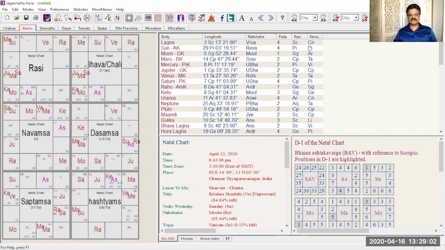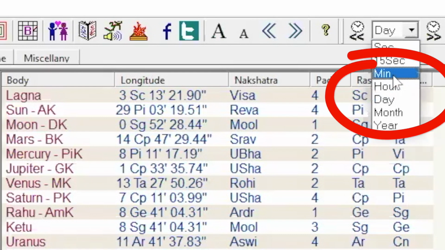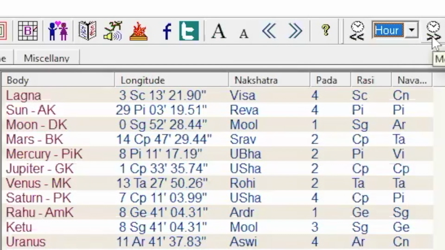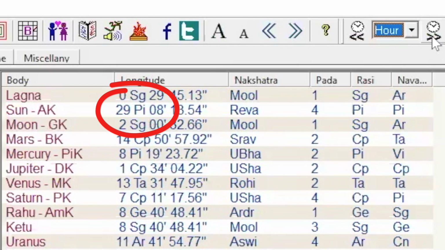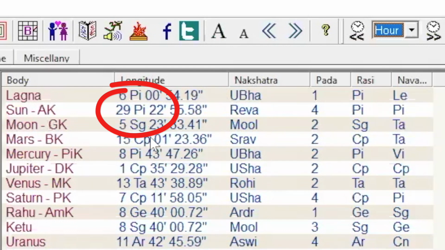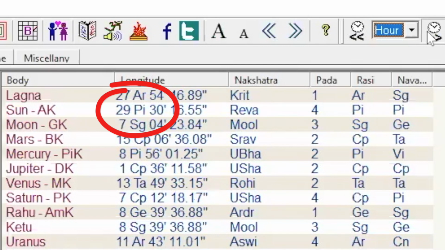So what we do here is, you have an option to increase the time interval by days, hours, months or years. Let's increase it by the hour. So I add hours to it. I'm just increasing. You can keep an eye on the degrees here. On April 13th, 4:43 a.m. So let's continue to increase it. It's now 29 degrees 27 minutes. So let's do it a little more, make it faster.